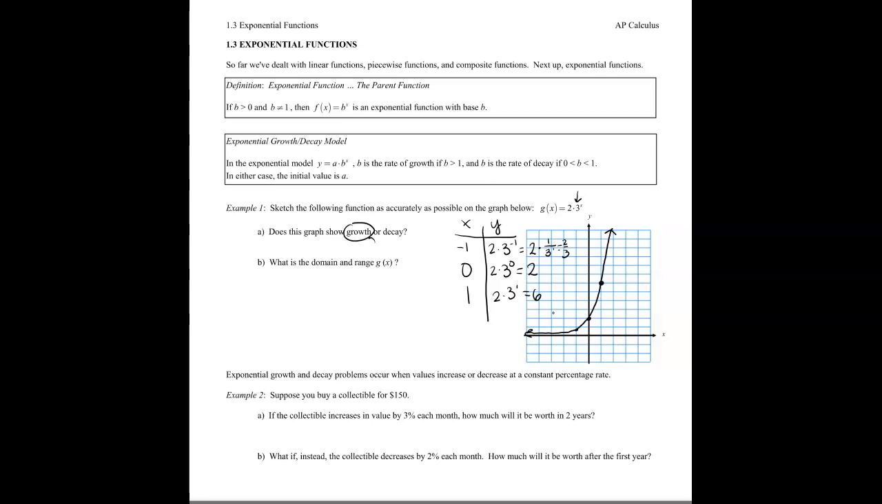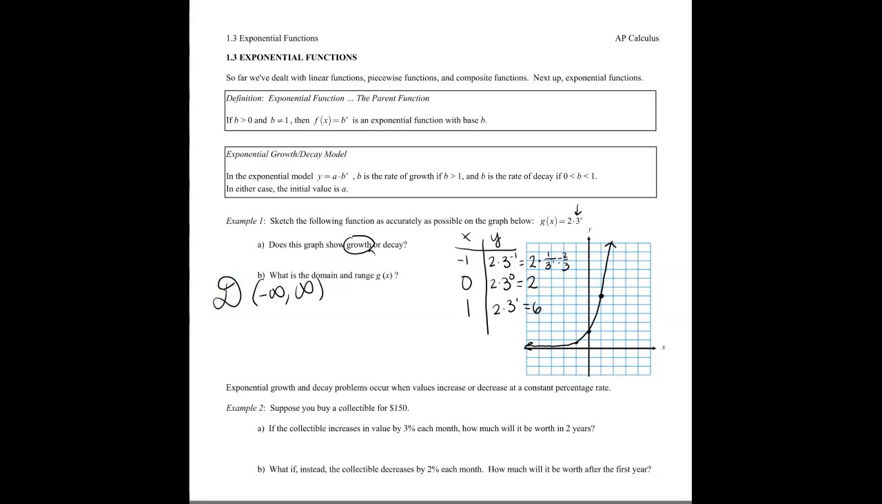So my domain, which means my x values, I can plug negative numbers into my exponent. All that negative numbers are going to do is make this a smaller and smaller fraction. So that's going to get this line closer and closer and closer to the x-axis, but it's never actually going to touch going off to the left. It's going to get really, really close, but never actually cross or touch that x-axis. So my domain should be all real numbers, or -infinity to +infinity.